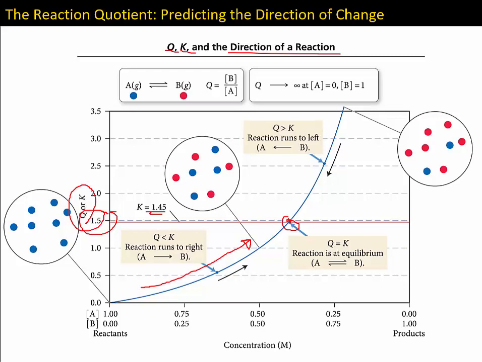If Q is bigger than K, so if my numerator is bigger than my denominator, relatively speaking, I need to make that numerator smaller or my denominator larger or a bit of both. I'm going to take some of my numerator, throw it on the denominator until I reach K. I want that equilibrium value to be reached by consuming something to make something else.